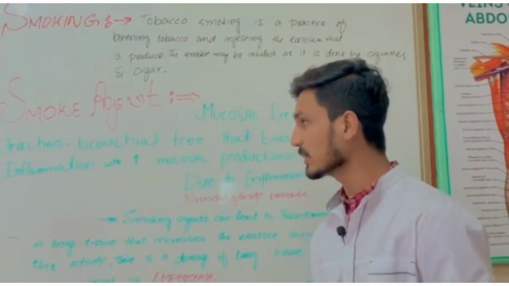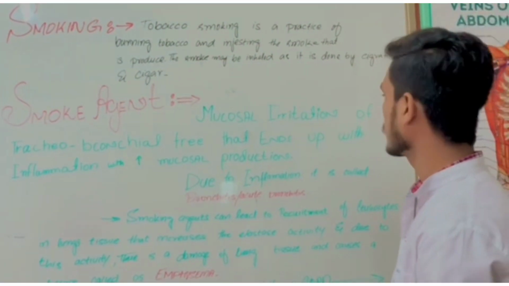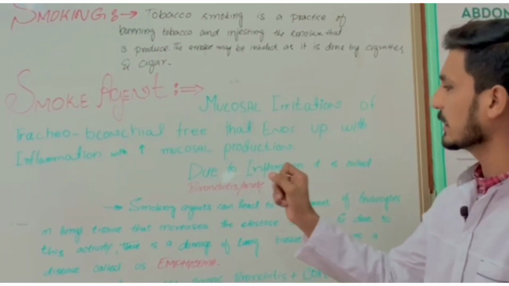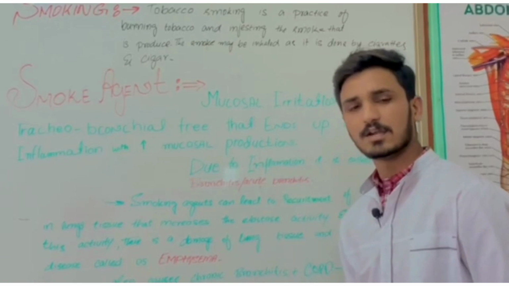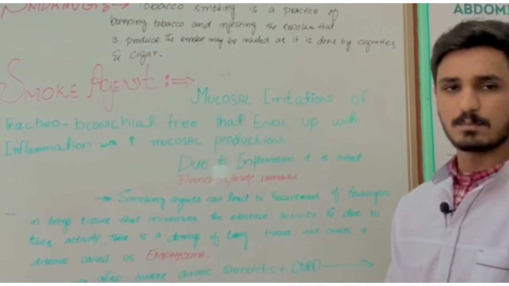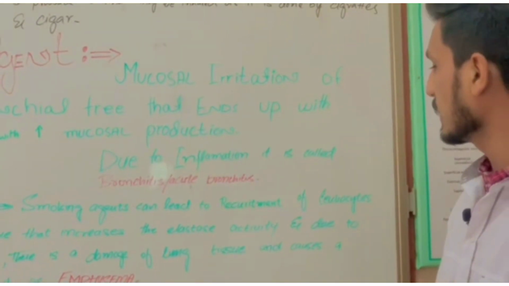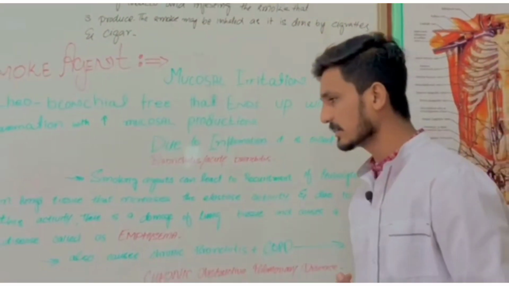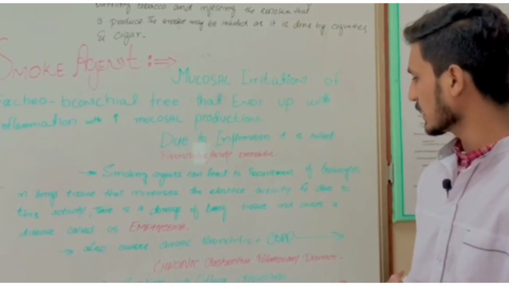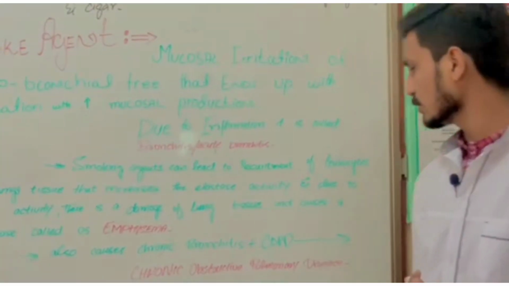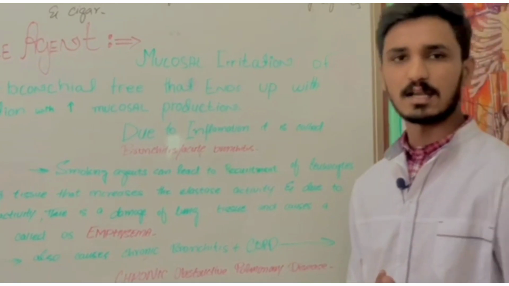Next we have smoking agents, which cause mucosal irritation of the tracheobronchial tree, ending up with inflammation and increased mucus production. Due to inflammation, this is called bronchitis, or acute bronchitis. Next, smoking agents can lead to recruitment of leukocytes in the lung tissues, which increases elastase activity, and due to this activity there is damage to lung tissues and it causes a disease called emphysema.